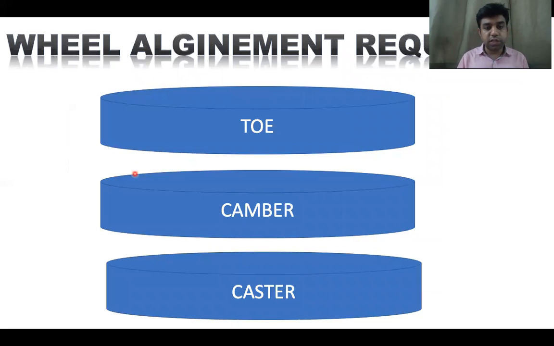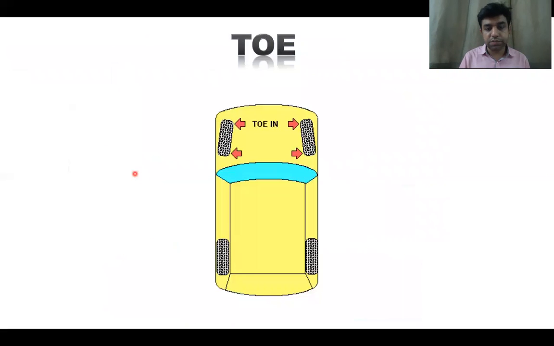Now, what to do for the alignment of the wheel? Generally, we need to set three angles in order to have wheel alignment. The first one is toe, second is camber, and third is caster. If we take the top view, T stands for the first letter of top, so you can remember that when we talk about toe, we are talking about the top view. When we take the top view, if the outward edges of the wheel point out of the vehicle, it is called toe out, and if they point inward, it is called toe in.